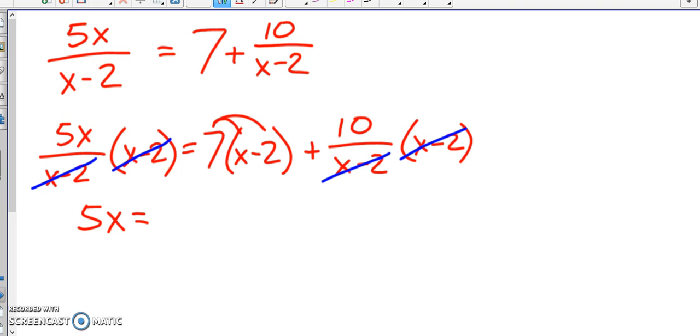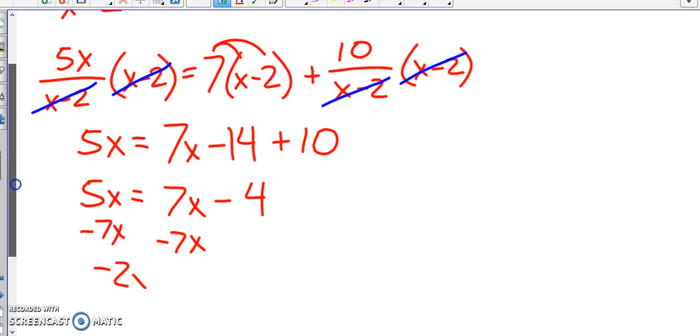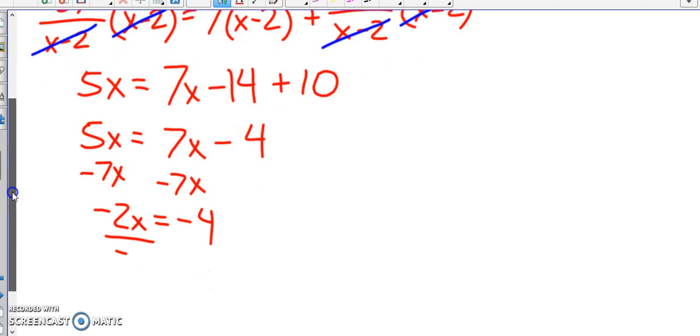7x minus 14 plus 10. So that means I've got 5x equals 7x minus 4. I can subtract 7x from both sides. Negative 2x equals negative 4. Divide by negative 2. And I get x equals 2.